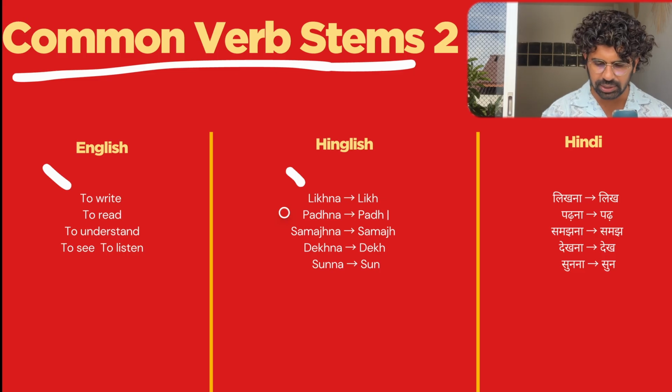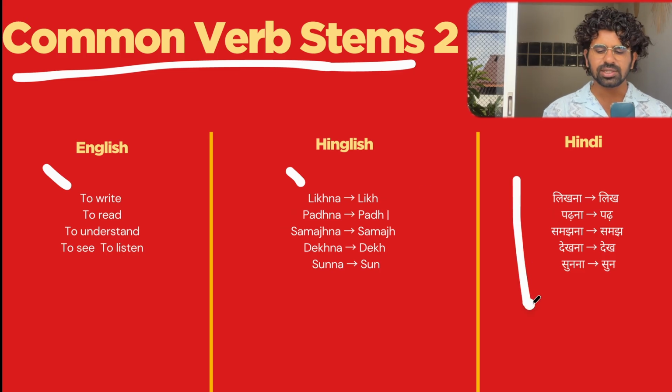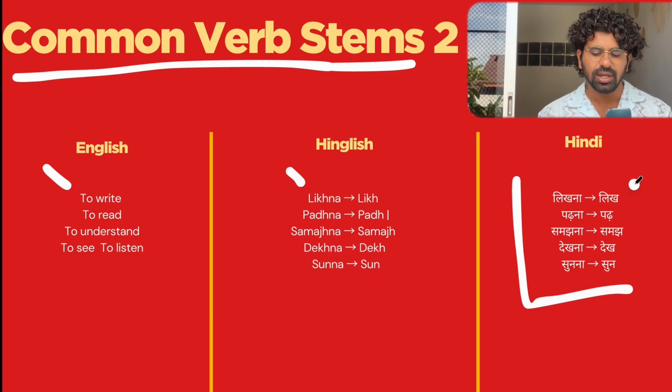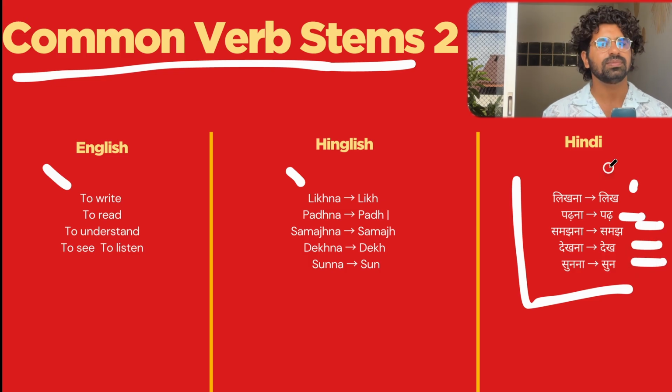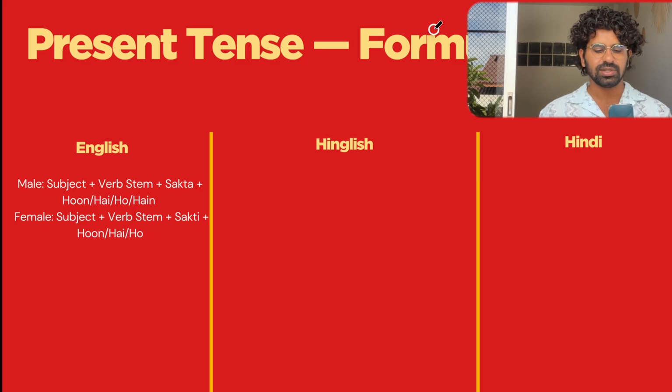The same thing you can see written in Hindi: likhna, padhna, samajhna, dekhna, sunna, becoming likh, padh, samajh, dekh, sun. That's it. I tried to include a lot of verbs so you would have plenty to practice with, and you would understand what happens when you take the na out of the verb to get the stem.